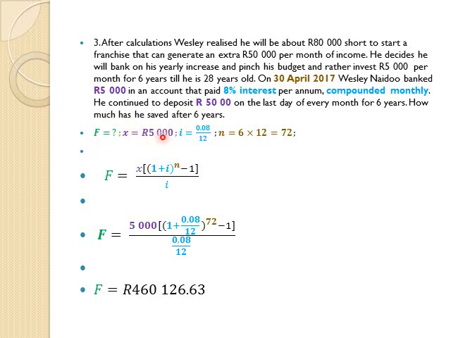So we're looking for F. X is 5,000. Interest is 0.08 over 12, and N equals 6 times 12 equals 72. So there, X 5,000, interest 0.08 over 12, and N 72. If I put that all in my calculator, it ends up with 460,126 rand 63 cents. So he has his 350,000 for his franchise. He has about an extra 110,000 rand that he can invest towards buying a car for himself, etc.